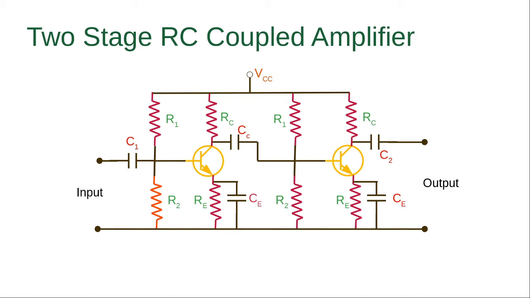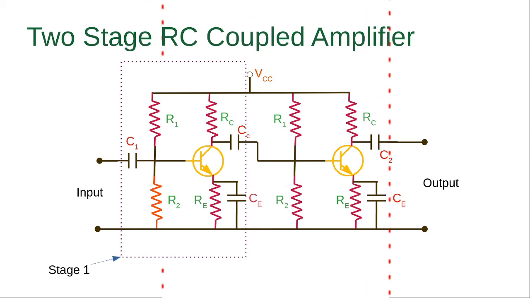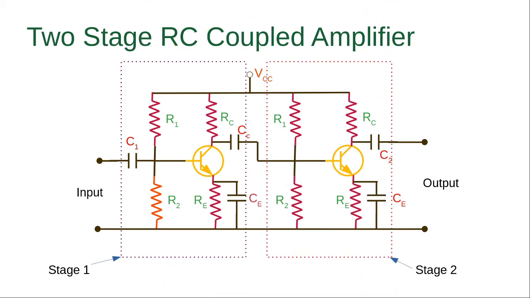The coupling capacitor CC couples the output signal of the first stage to the input of the second stage. This capacitor blocks the DC component at the output of the first stage from appearing at the input of the second stage. However, it allows the AC component of the output signal to pass through it. This is the first stage of the amplifier. This one is the second stage of the amplifier.